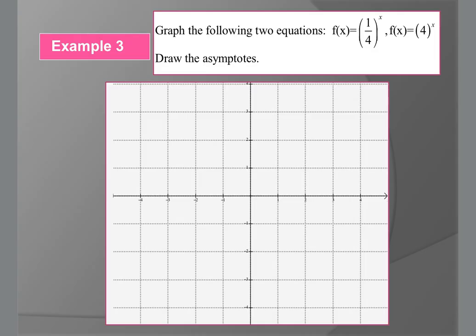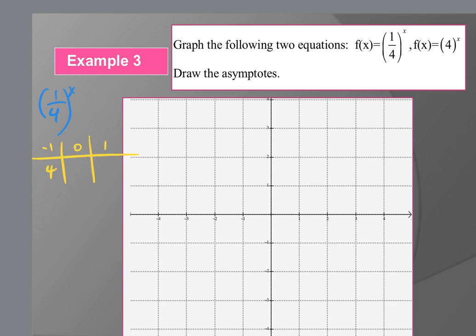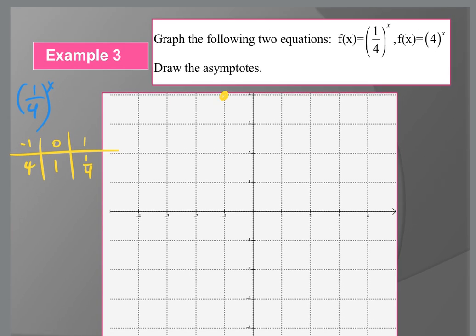All right. Graph these two. Actually, you know what? Graph those two. Set up a t-chart and graph those two. So this 1/4 equals a 4. If I start with 1/4 to the x, and I raise it to the -1, you get what? 4. 0, 1. 1, 1/4. So -1, 4; 0, 1; and 1, 1/4.